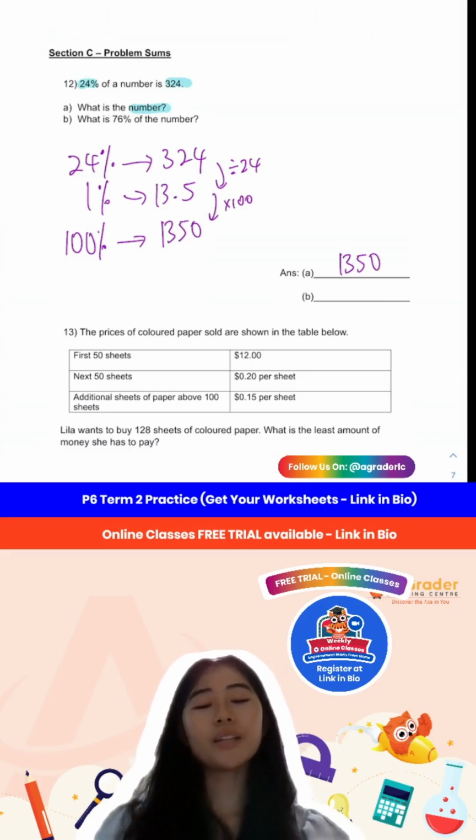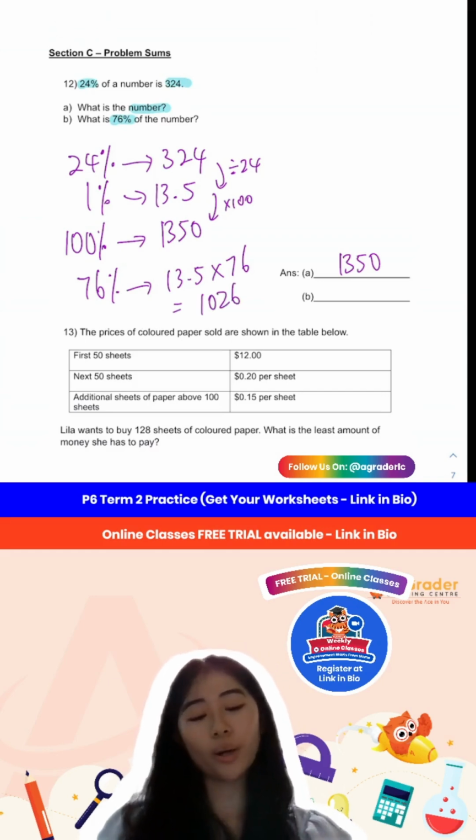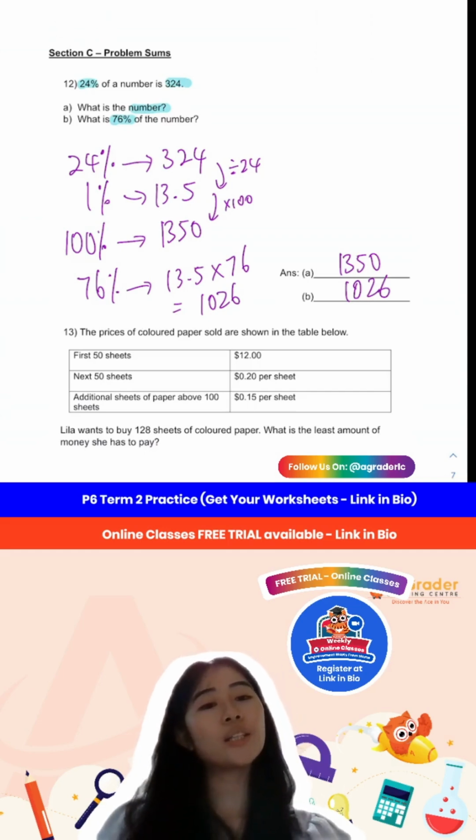Okay, then part B is also very simple. You want to find 76%. Then you just use 13.5 times 76. Okay, so let the calculator do the work. You should get 1026 as the answer. Okay, so Jean, Foxy, yeah, correct. This is a very simple percentage question.